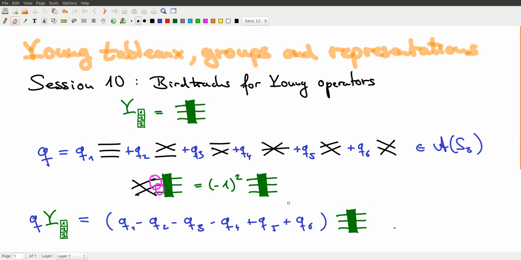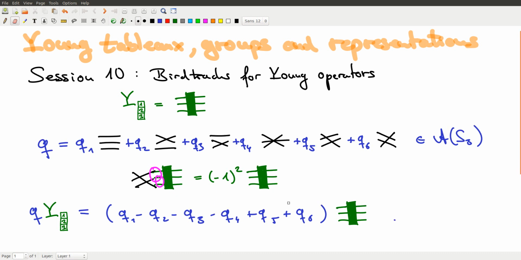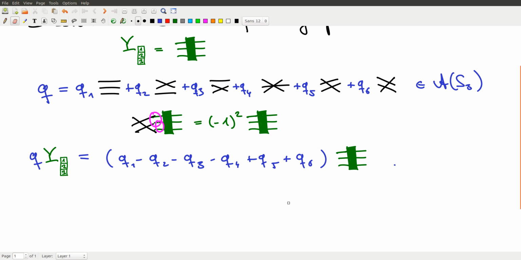So no matter what we put in from the group algebra, we always get back something that's proportional to the antisymmetrizer. So we found the invariant subspace corresponding to this diagram here, and that's just the span of the antisymmetrizer.